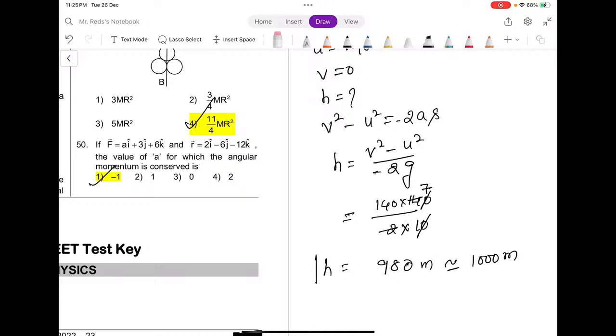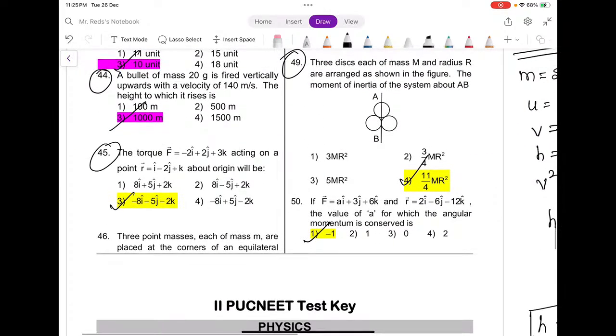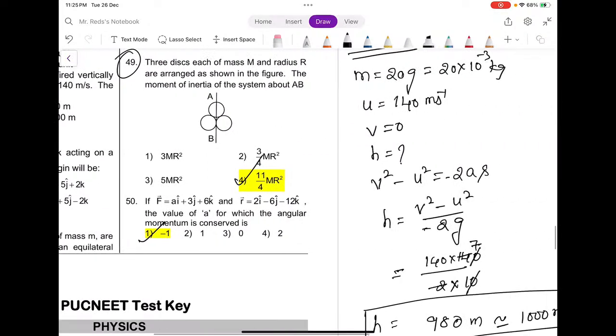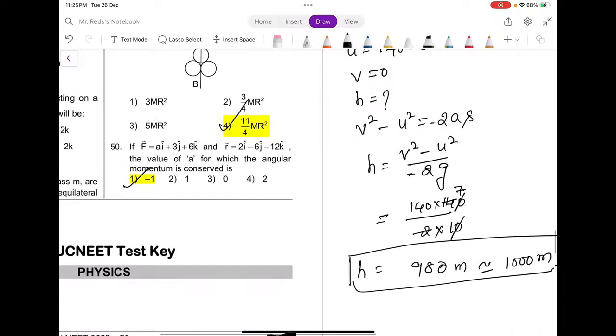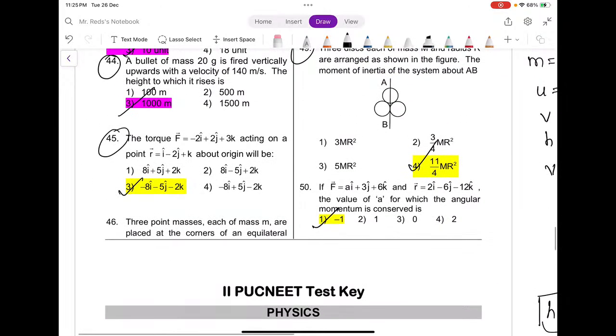So we are doing the cancellation here. Yes, note down this approximate value, it is given here. So that's 1000 meters, actually 980 meters, but in the options they have given approximate value as 1000 meters. That you have to consider. That's it. Next, question number 40.